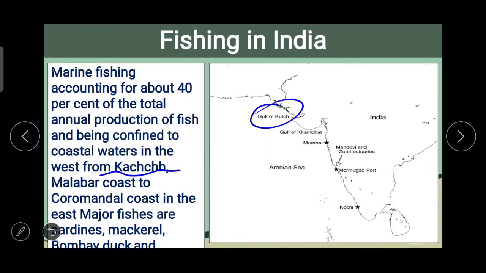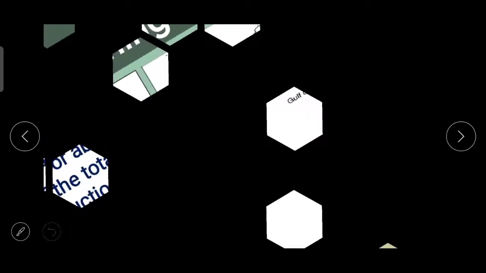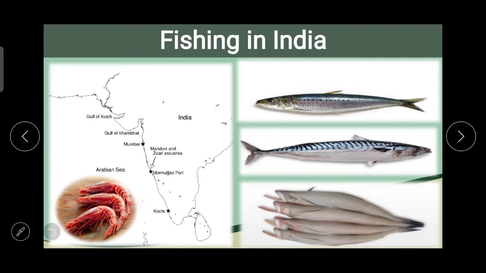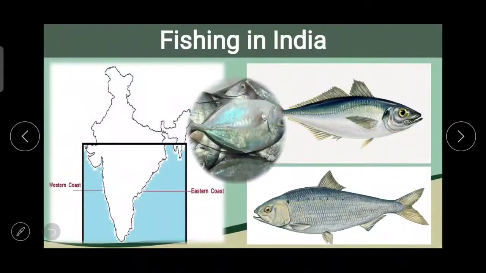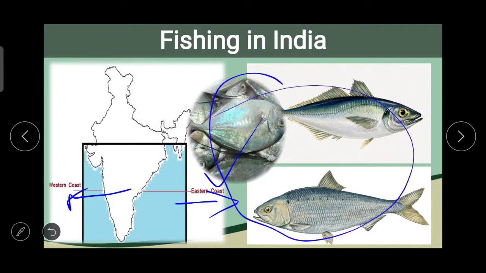Marine fishing accounts for about 40% of the total annual production of fish. जितना भी annual production होता है उसमें से 40% जो है वो marine fishing है. Fishing in India, now you can see here the sardines, the mackerel, Bombay duck and prawns. So, this one is the area. And if we talk on the eastern coast, the important fish are horse mackerels, clupeids and silver bellies. So, this one is the western coast and this one is the eastern coast. If we talk about the western coast, फिर हमारे पास है sardines, mackerel, Bombay duck and prawns. And if we talk about the eastern coast, then all these three: horse mackerels, clupeids and silver bellies.